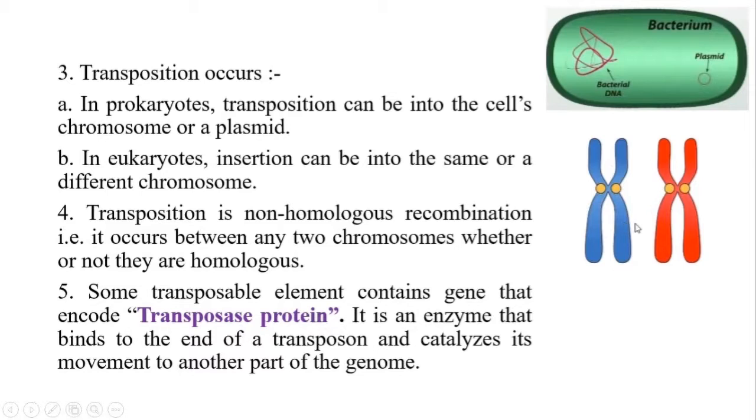Next feature is that transposition is a non-homologous recombination. It means transfer of genes can occur between any two chromosomes, whether they are homologous or not. I repeat, transposition is a non-homologous recombination, meaning the transfer of genes can occur between any two chromosomes, whether or not they are homologous.